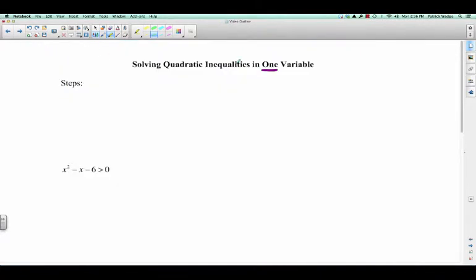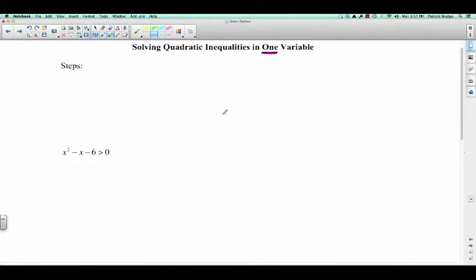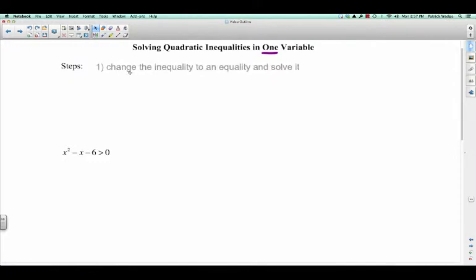So we're going to solve quadratic inequalities in one variable, and I'm going to try to do an even better job of explaining this. So here we go. The first step is you're going to change the inequality to an equality and solve it. So why don't we do that? Before I show you the next step, let's do that.